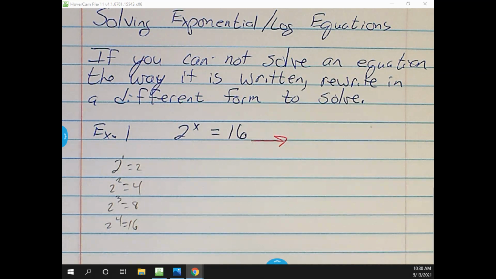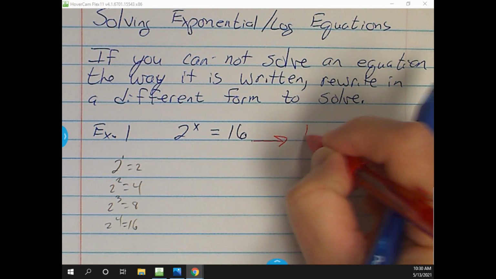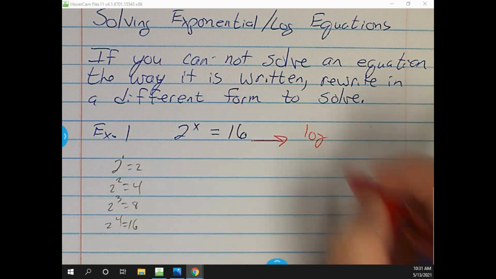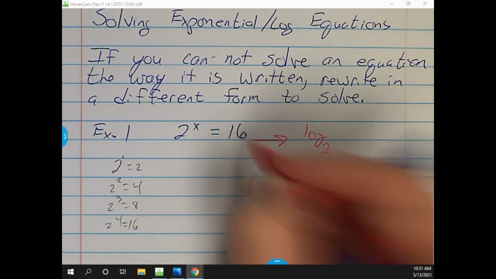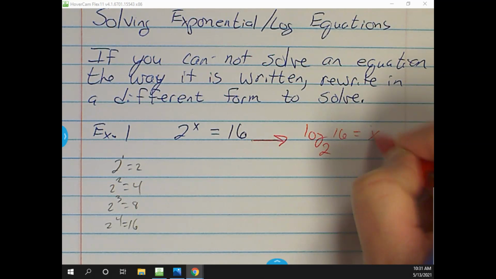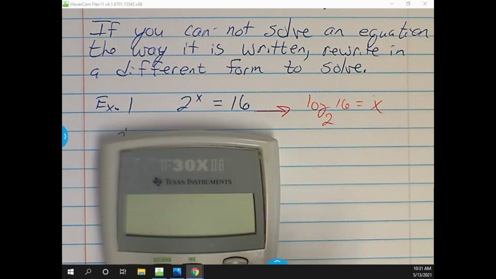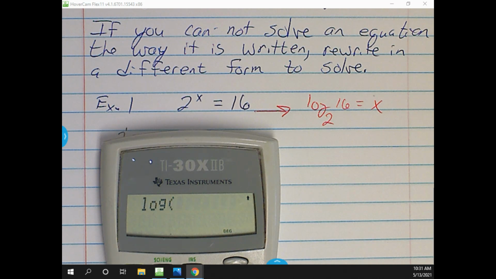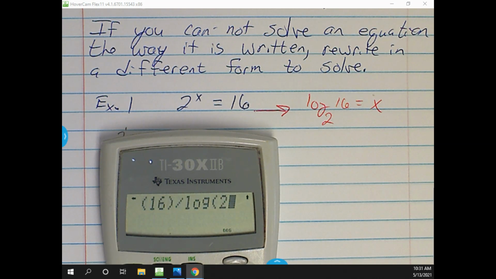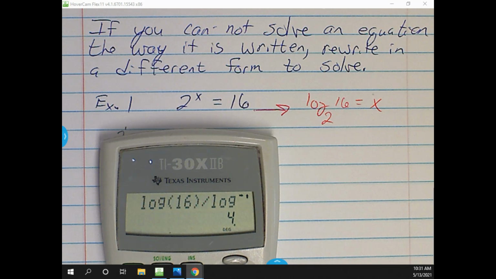If you just rewrite this problem and put it in log form, the base was 2, so it's log base 2. You switch these two numbers. And once you're here, now you can do like we did on Tuesday and use your calculator. Now you can just punch it in and get the number you need. So we're doing log of 16, and make sure you close off the parentheses, divided by log of 2. And the answer is going to be equal to 4.